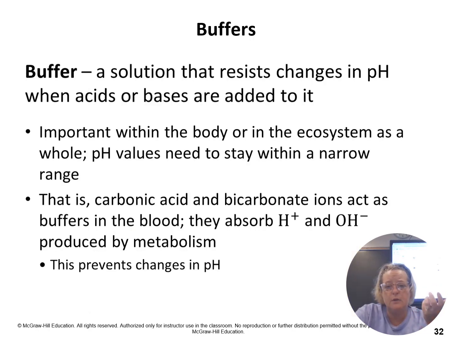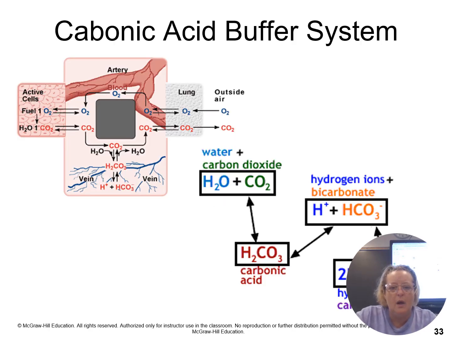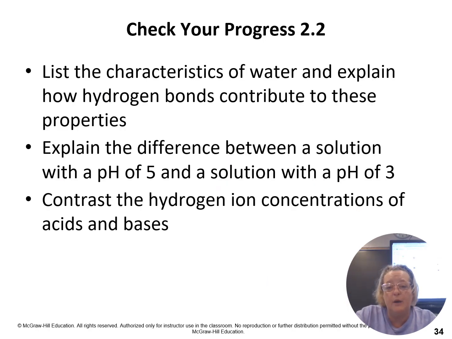A buffer is a solution that resists changes in pH when acids or bases are added to it. Very important within the body because you have to keep that pH steady. pH in the body should be somewhere between 6.8 and 7.8. Generally, they say blood is about 7.8. That really depends on your body chemistry. Your blood can go, you'll see it a lot of different places. It prevents changes in pH. I'll go through the carbonic acid buffer system with you at length in class, so don't worry too much about this right now. And I'm going to end that here.